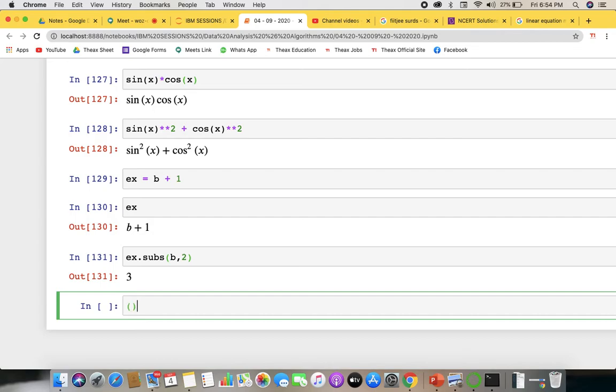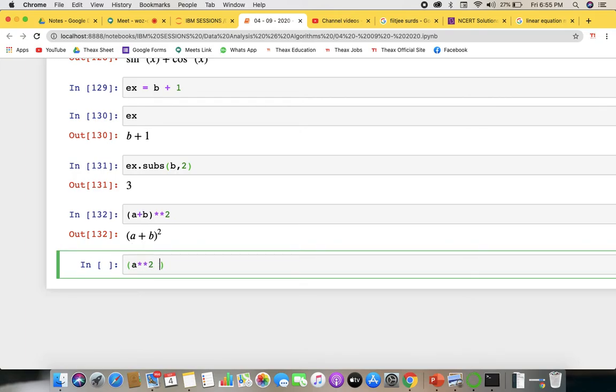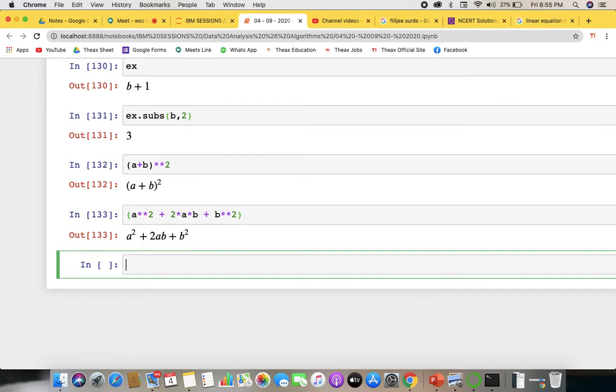Now, if I say a plus b and the square of this, okay? And if I say here, sorry, a square plus 2 multiplied by a multiplied by b plus b square. So if this is a square plus 2ab plus b square, are these two things equal? Are these two expressions equal in value? Answers?